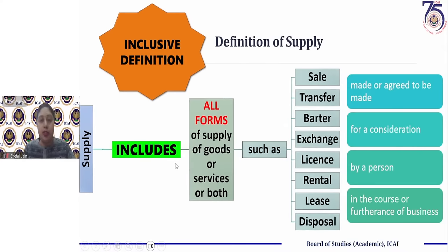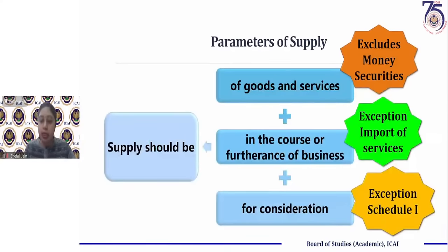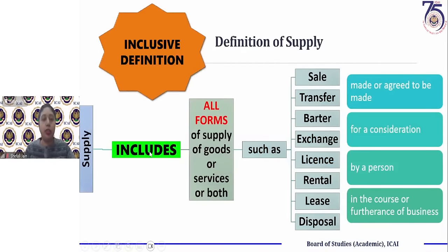When the word definition starts with the word includes, it means that it is an inclusive definition. It does not explain what supply actually means. So when it is an inclusive definition, it means that supply means whatever you know or feel supply is, plus it includes all forms of supply of goods and services. See how it has been defined: all forms of supply. So all forms of supply are there under supply, but what supply actually is has not been defined.